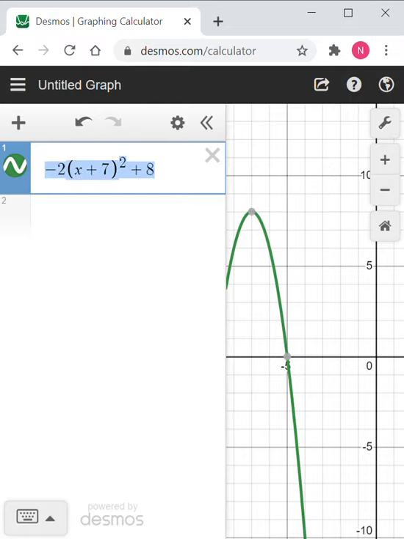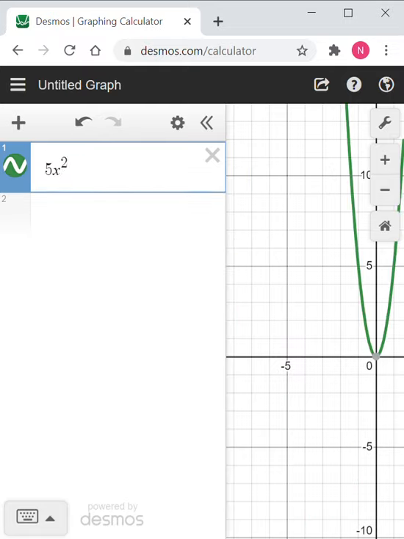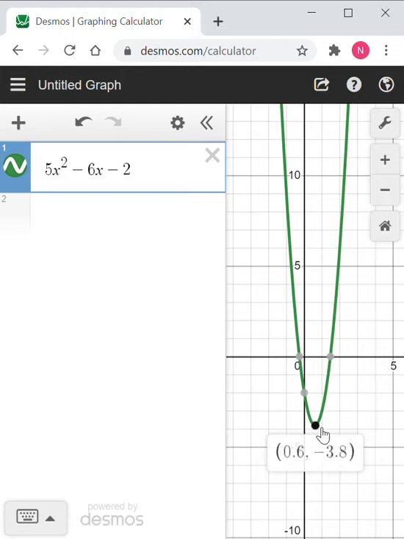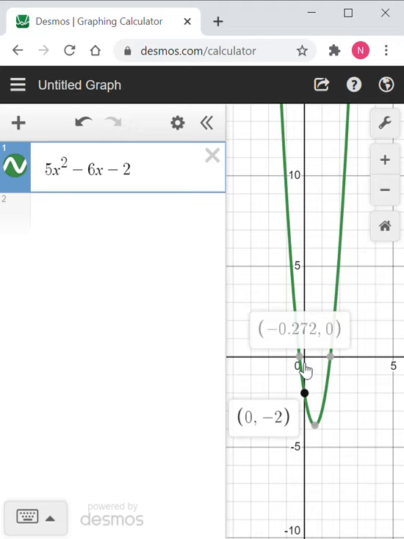Standard form, if we use that second example, so 5x squared minus 6x minus 2, we've got another parabola, and we can find the vertex, but it's not as easy. And then the main thing we really want to worry about is finding that y-intercept, so where it crosses the y-axis, and we do find (0, -2). And we could have figured that out without graphing it, but I just wanted to show you the Desmos as well.